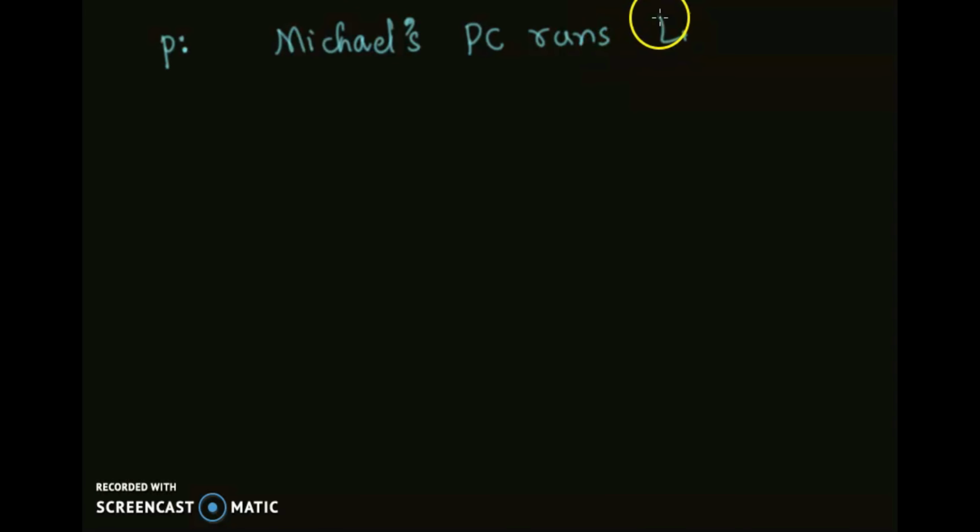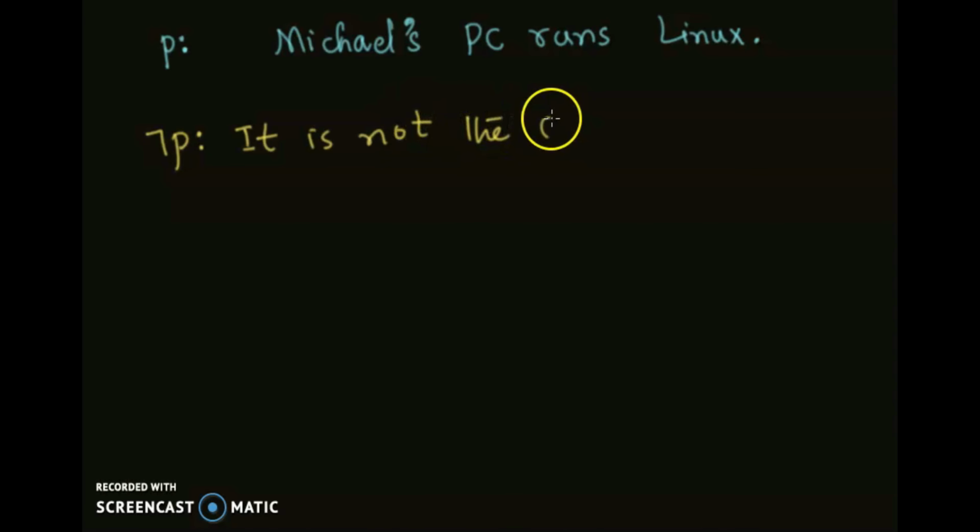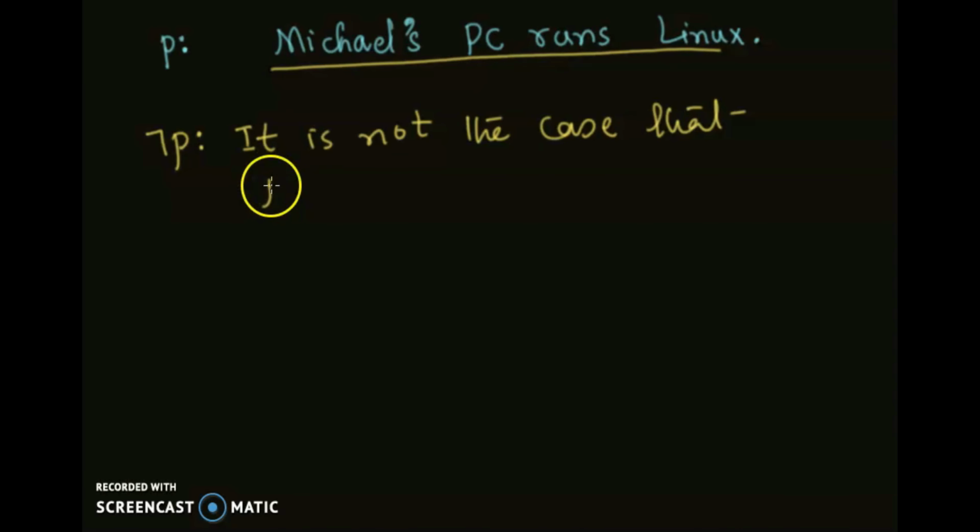Consider this statement, which is P, or the proposition P, which says that Michael's PC runs Linux. So it is an operating system. Now if we want to construct its negation, not P, then not P is going to be the proposition constructed by adding "it is not the case" that you have to write: it is not the case that Michael's PC runs Linux, right?